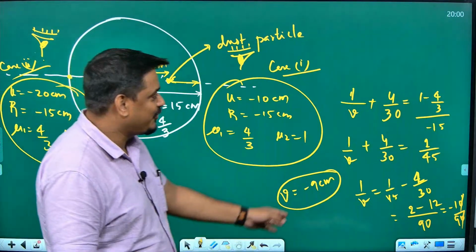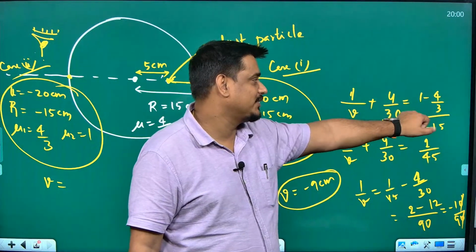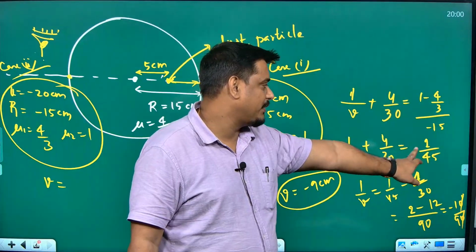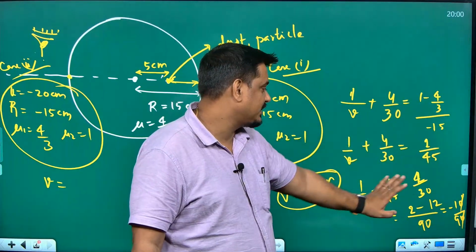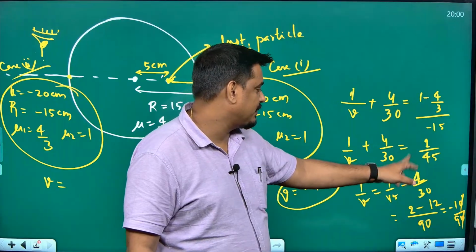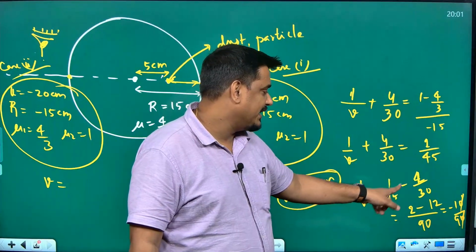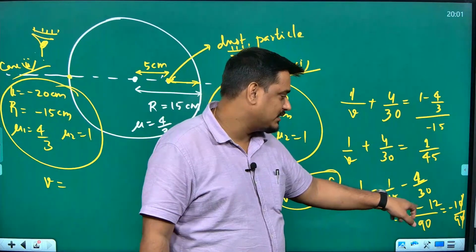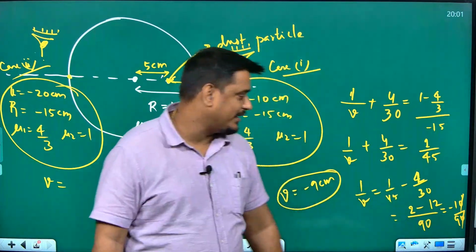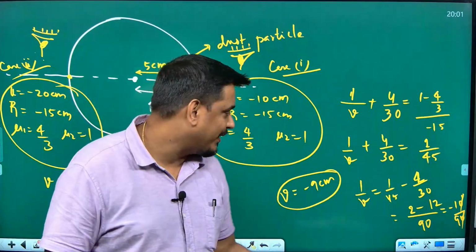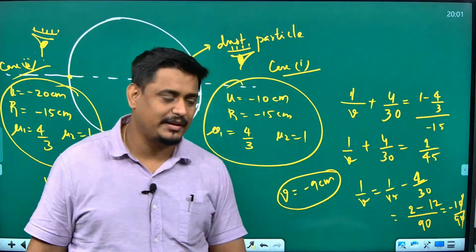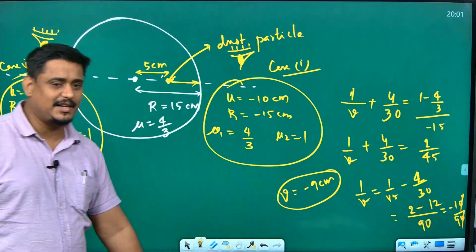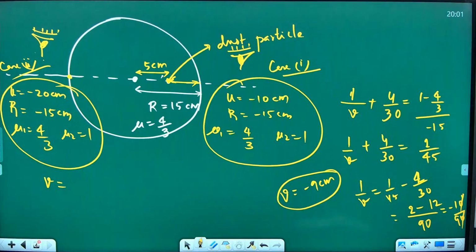I have done in front of you only, 3 minus 4 is minus 1. Minus 1 by 45, so it will become plus. Minus 1 will become plus. This is correct. Then 1 by V is equal to 1 by 45 minus 4 by 30. LCM is 90. 45 2s are 90, so 2, and 30 3s are 90, so 4 3s are 12. 2 minus 12 is minus 10. So minus 10 by 90, minus 1 by 9 is 1 by V. V is minus 9. I don't think there is any error in my calculation.